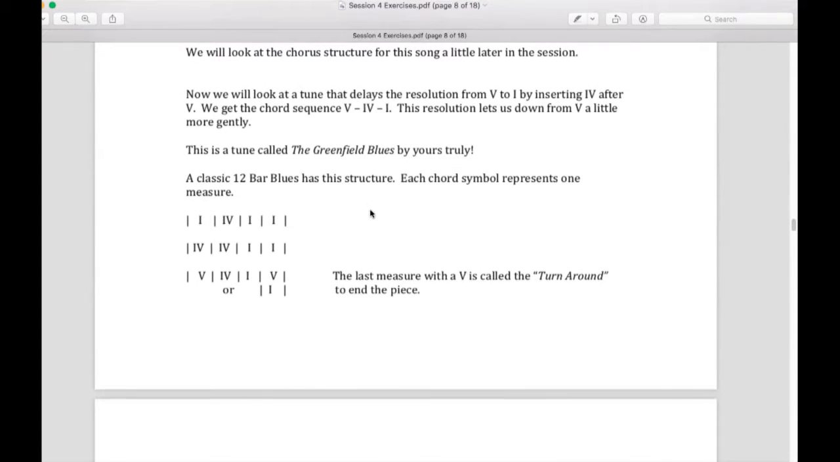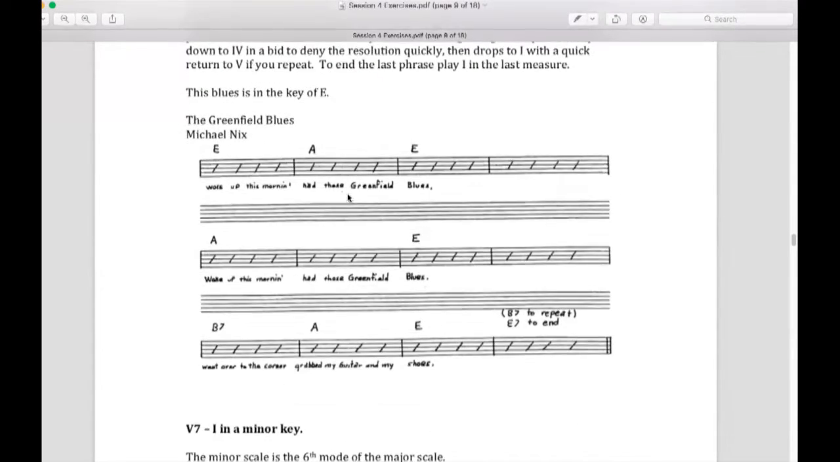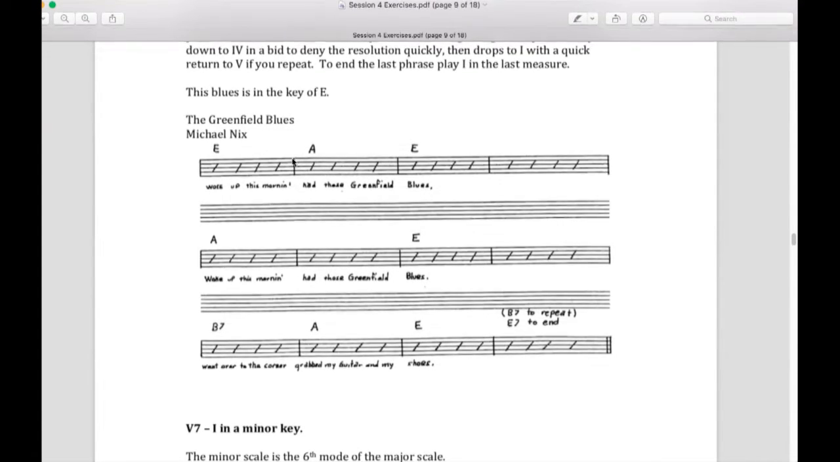It's a classic 12-bar blues structure. We're going to play this in E, just because we want to do different keys. So I'll come back to that in a minute, but E is the 1 chord, A is the 4 chord, and B7 is the 5 chord. Everybody know B7 on your instrument? Okay.